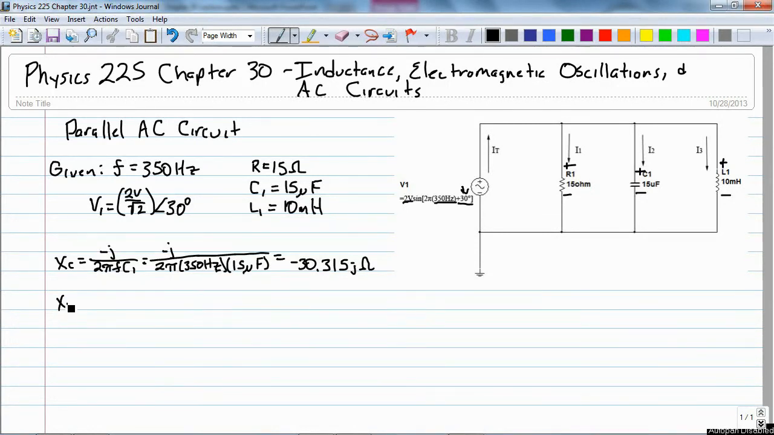For my inductive reactance, that's just going to be J 2 pi frequency times L1. That's J 2 pi times 350 hertz times 10 millihenry, and that equals 21.991 J ohms.